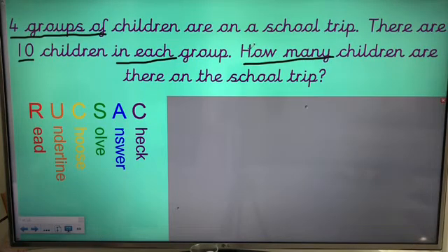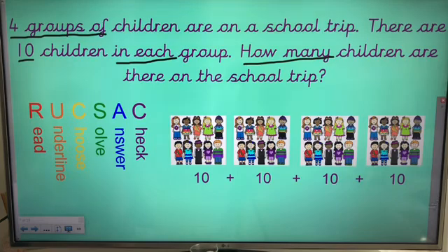So we need to know how many there are all together, and we've got 4 groups of 10. So when we choose, we know we're going to be multiplying. So let's have a look at how we can solve it then. We can use our repeated addition to solve. So I've got 4 groups, 1, 2, 3, 4, with 10 children in each. 1, 2, 3, 4, 5, 6, 7, 8, 9, 10.